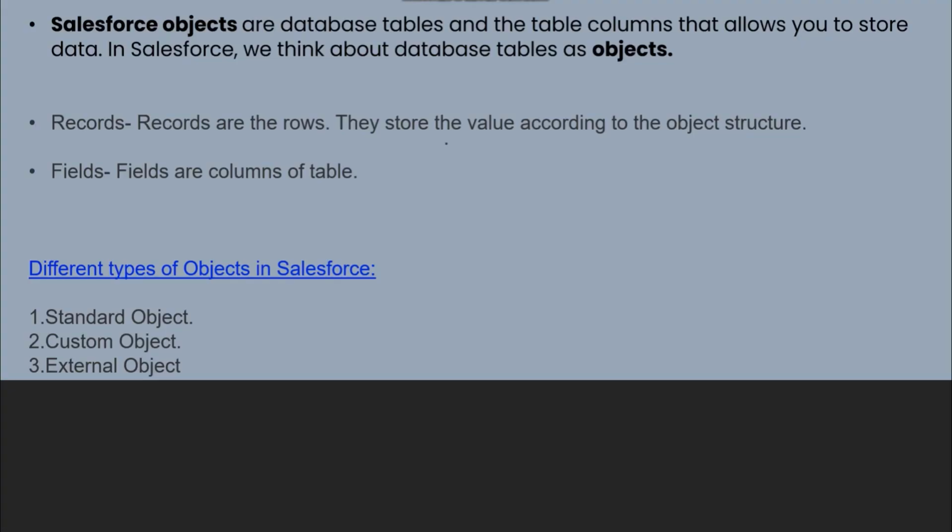As you can see, a Salesforce object is basically a database table which contains columns as well as some fields. In Salesforce, a simple example of an object is a database table. It also contains records. Records are the rows which are used to store values of the objects. Then there are fields. Fields are basically the columns of the table. We have a total of three types of objects in Salesforce: standard object, custom object, external object.